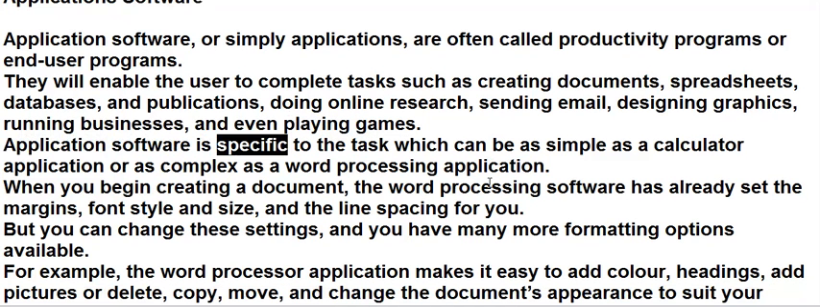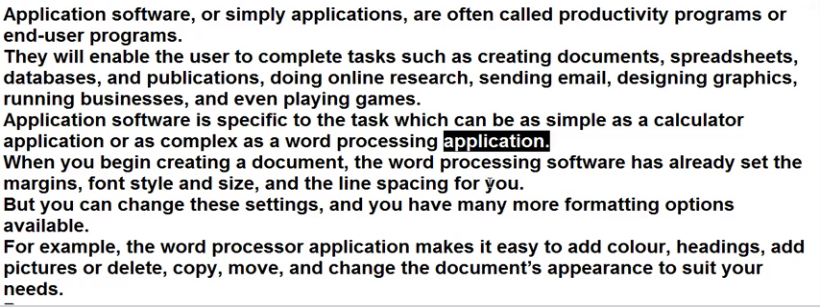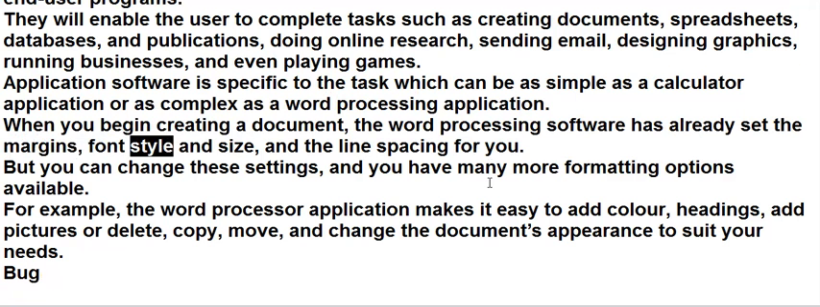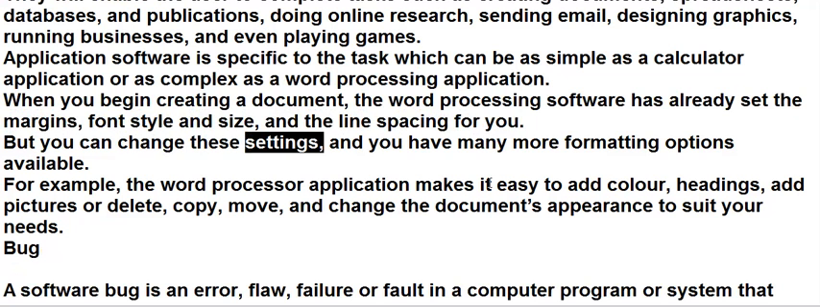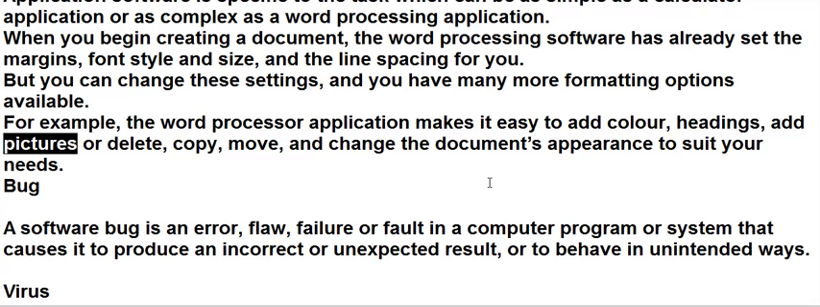Application software is specific to the task, which can be as simple as a calculator application or as complex as a word processing application. When you begin creating a document, the word processing software has already set the margins, font style and size, and the line spacing for you. But you can change these settings, and you have many more formatting options available. For example, the word processor application makes it easy to add color, headings, add pictures or delete, copy, move, and change the document's appearance to suit your needs.